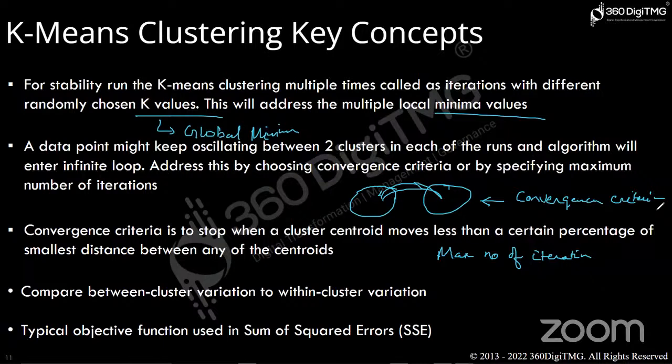Now this maximum number of iterations, suppose we take the total number of iterations as 30. So it will iterate 30 times. Once this is done, whichever cluster this data point belongs to, it will be in that cluster. So that is the maximum number of iterations. If we specify the maximum number of iterations, it will work like this.